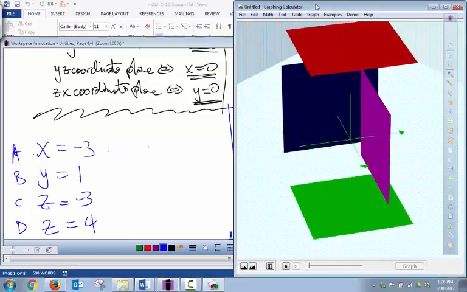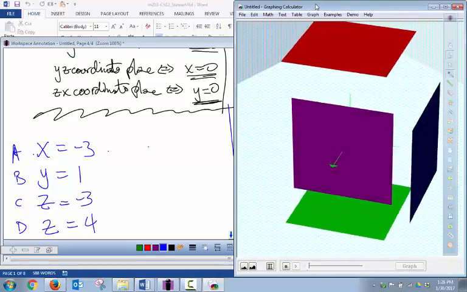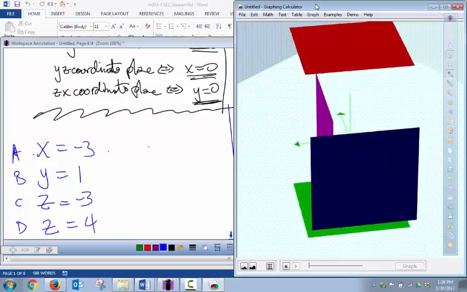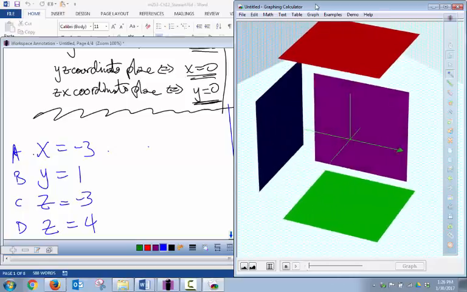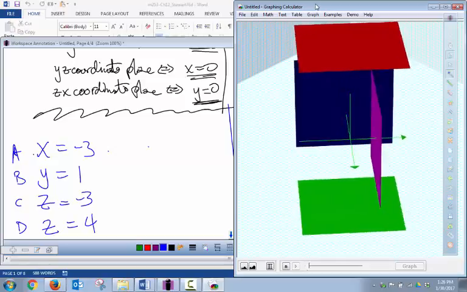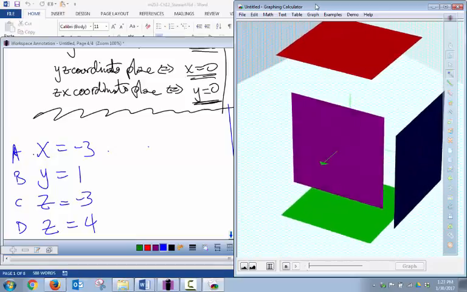So I'm going to call out a color. I know, kind of changing colors. Maybe I'll point it out. So I'll call out a color, and then you have to tell me if the answer is A, B, C, or D. All right.